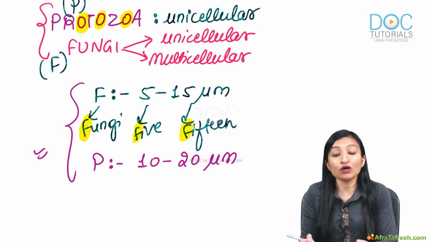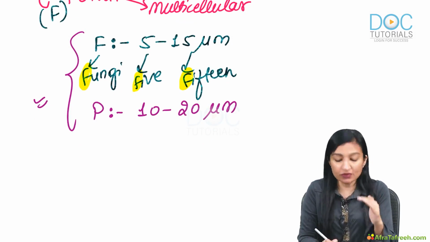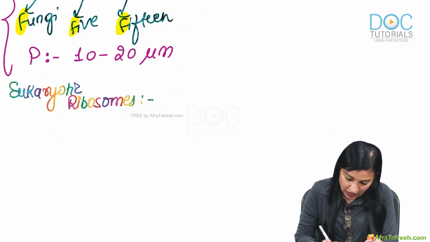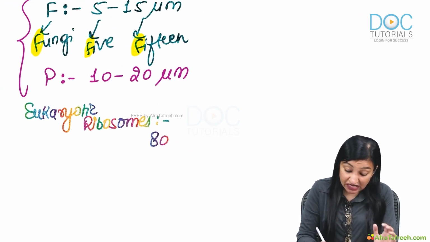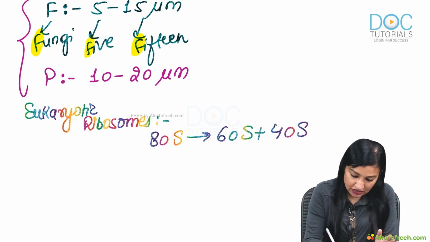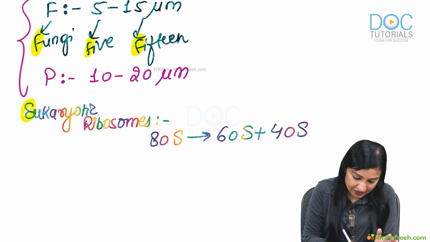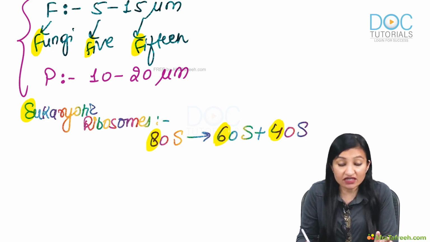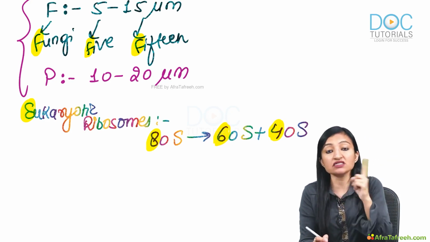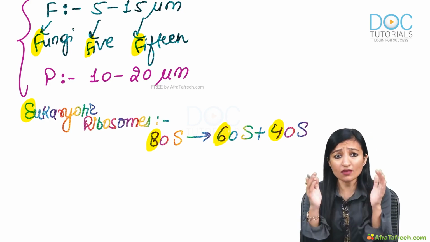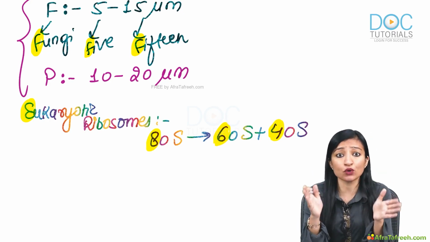And next important point, as I told a few minutes back, eukaryotic ribosomes are, remember the even numbers, 80S made up of 60S plus 40S. So remember 8, 6, 4. These are even numbers. E for even numbers, E for eukaryotes. So this is how eukaryotic ribosomes differ from prokaryotic ribosomes.